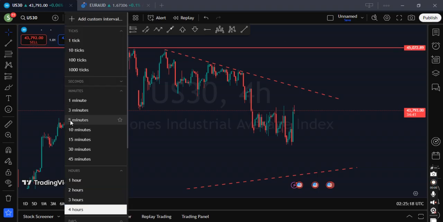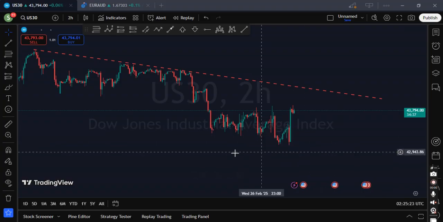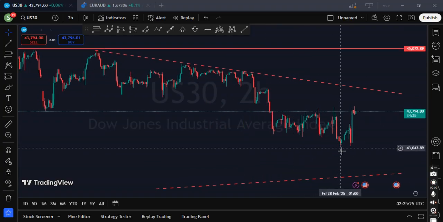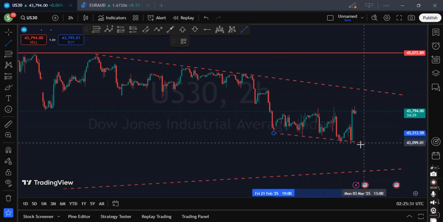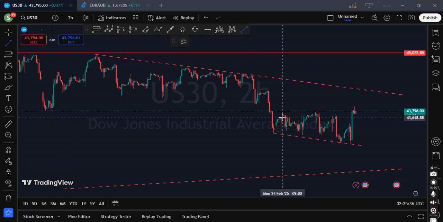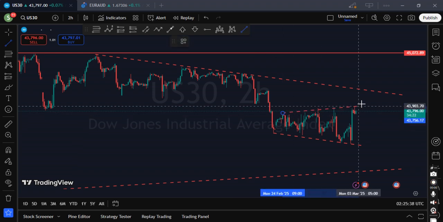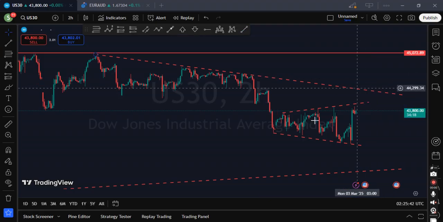From the current position, let's move on to the 2-hour time frame. On our 2-hour time frame, this is what you see. So already you can see that the market is ranging in this box. The market is ranging in this.